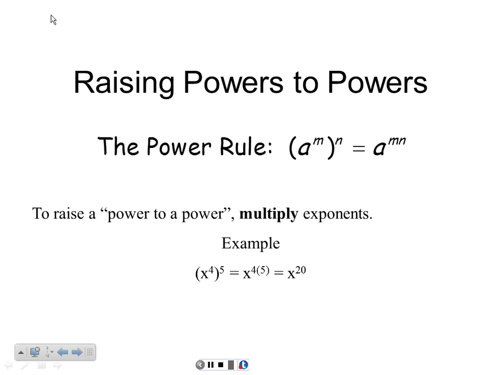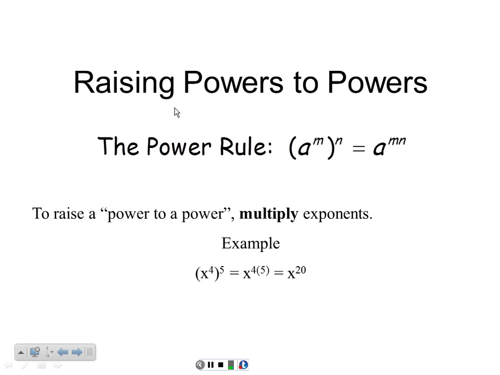Chapter 4, Section 2, Exponents and Scientific Notation. So in this section, we're going to continue with our power rules, our exponent rules. In the previous section, I taught you, I think, 4 or 5, and so now we're going to continue on with that. And remember, you can put all of these rules on your index card for your test.